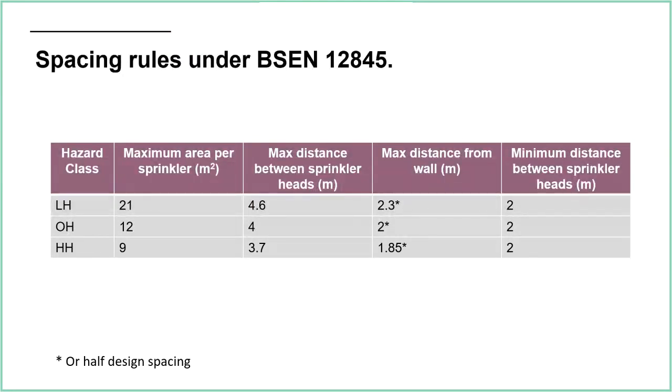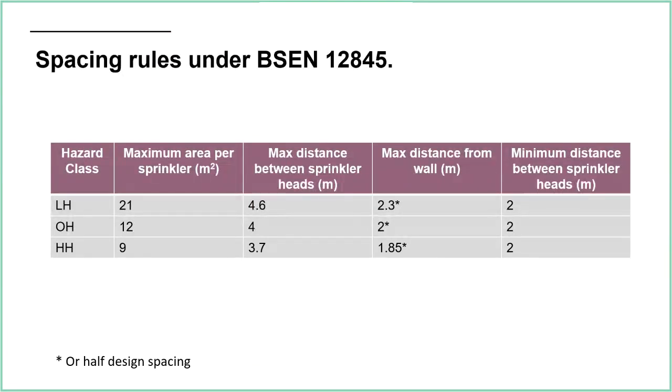The maximum distance between sprinkler heads, 4.6, 4 or 3.7. The maximum distance from the wall is half the maximum distance, or half the design spacing. For ordinary hazard, 2 meters is the absolute maximum you can distance from the wall, but generally speaking, that is determined by half the design spacing rather than having 2 meters at the end. That's partly down to keeping things neat and tidy, but it's also down to the distribution of the water as well. And then we have the minimum distance between sprinkler heads.